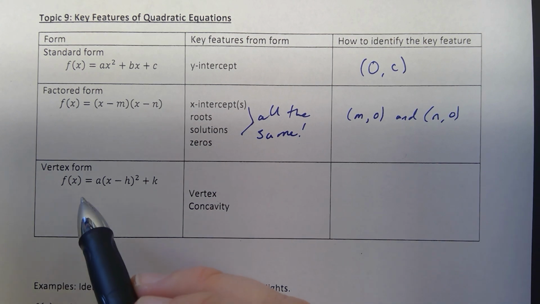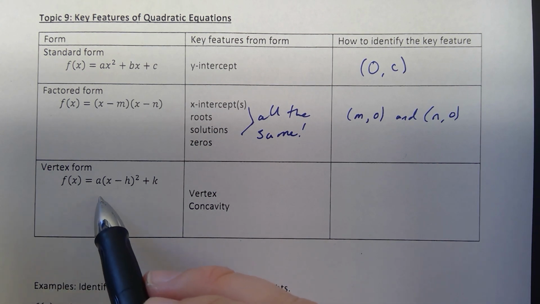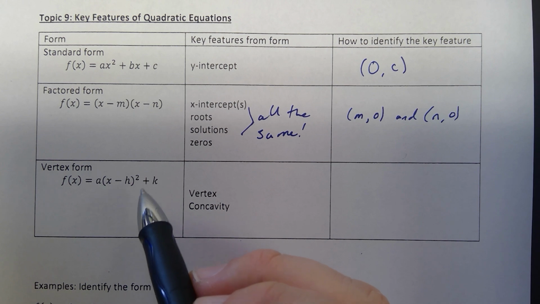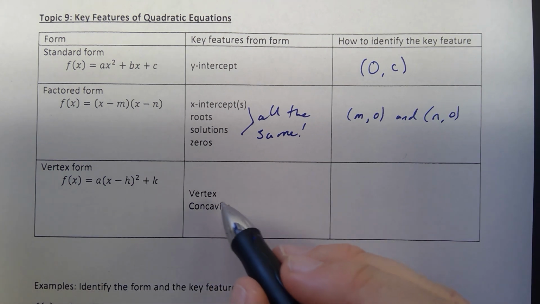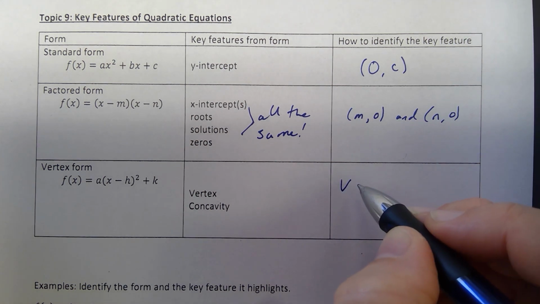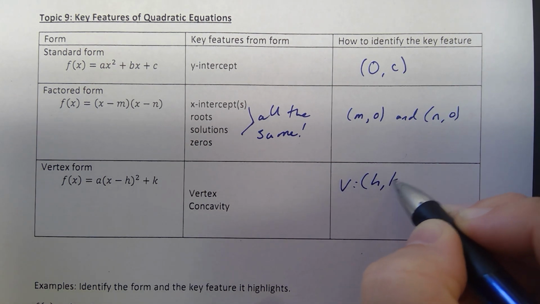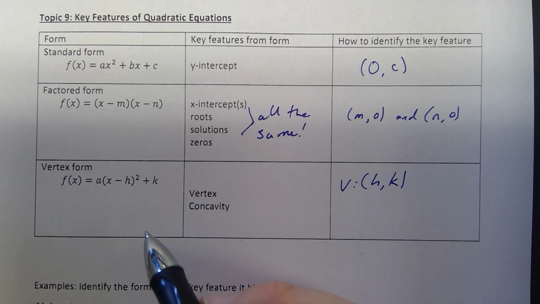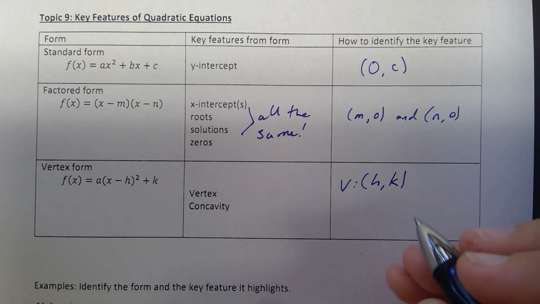All right. Now our form over here, we have vertex form, a(x minus h) squared plus k. It can determine our vertex as well as concavity. Okay, so our vertex is (h, k). Pull that out from our transformation there to get vertex form.